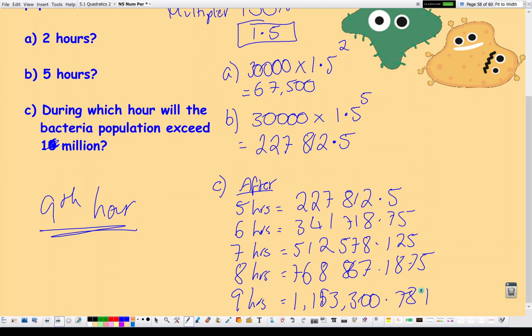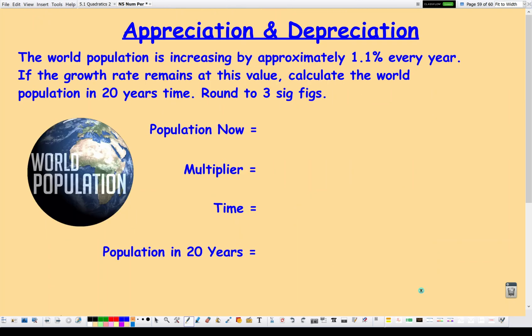Okay, one more example. It is based on the world population. The world population is increasing by approximately 1.1% every year. If the growth rate remains at this value, calculate the world population in 20 years' time. Round to 3 significant figures. Right, okay, so the time period is 20 years. The multiplier is 100 plus 1.1, that's 101.1, so that's going to be 1.011.